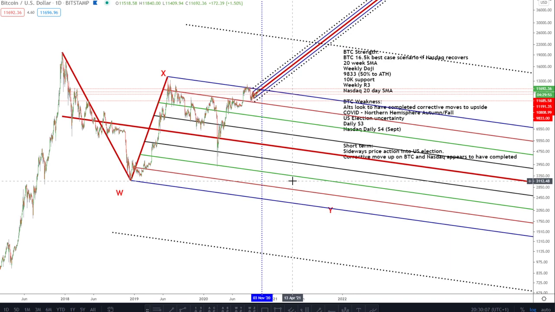So we'll be looking at correlating charts as well, in particular looking at the stock markets. So that's basically what we're going to look at in today's video.